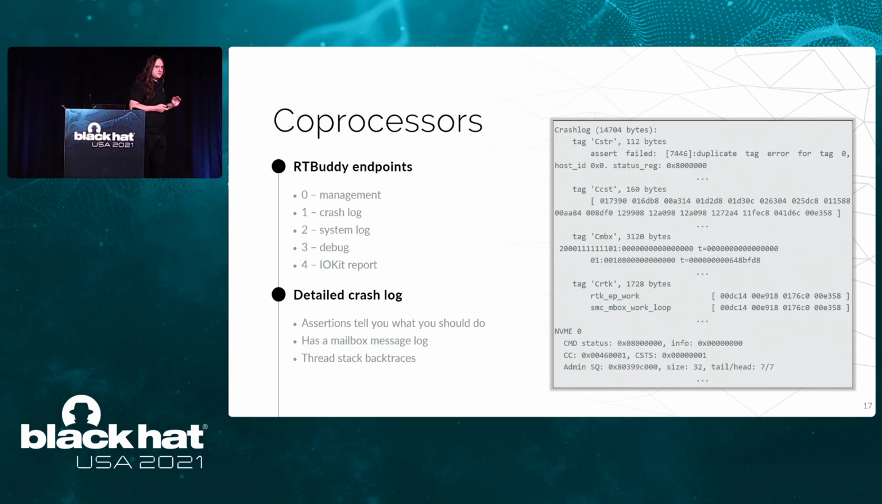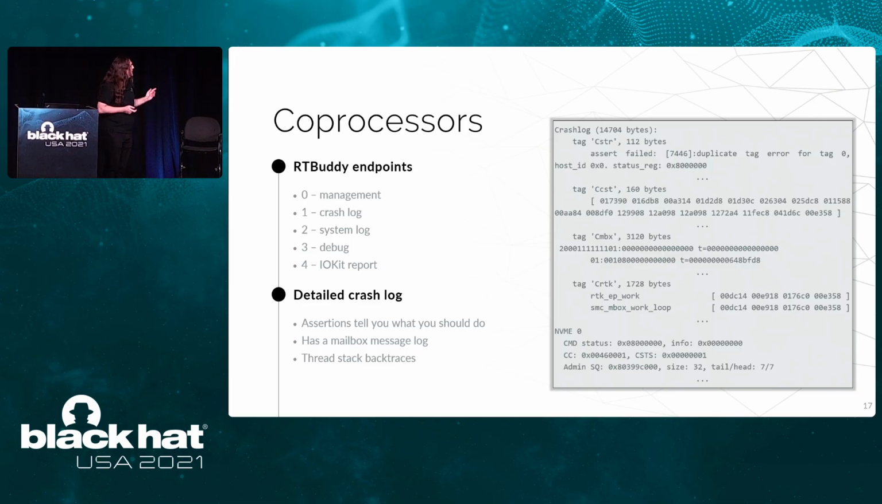There's the management endpoint that you already saw in action. And then there's a few system ones. My personal favorite is the crash log. So the crash log endpoint, if you give it a memory address to write the crash logs to, will actually give you very detailed information on what the coprocessor thinks you did to it. It's like a panic, but a lot more detailed.